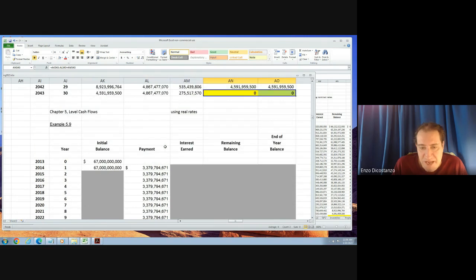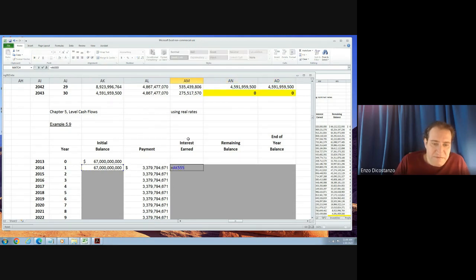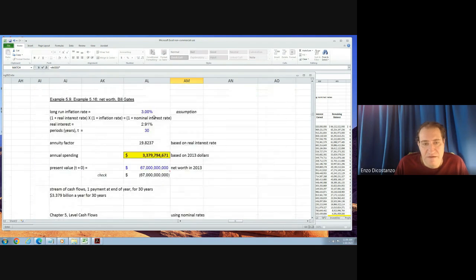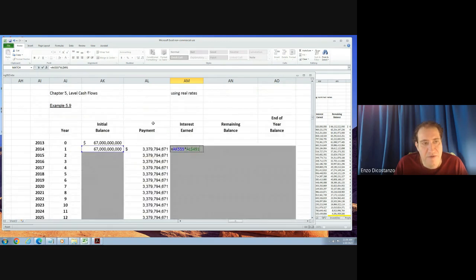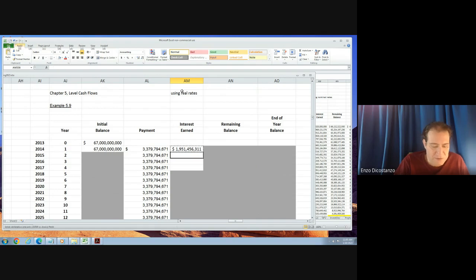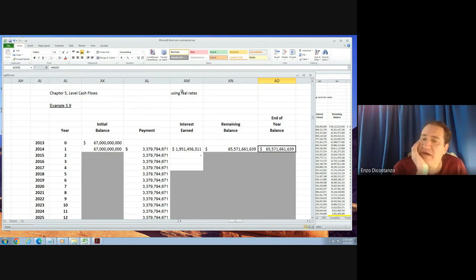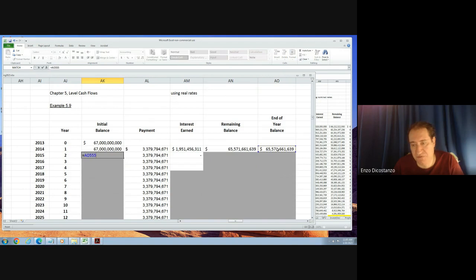So those are your payments, and now the interest is that number times the real rate, which is the 2.9. You lock in that row and that column, so the AK gets a dollar sign, and the 491, the interest row, gets a dollar sign. Copy, Alt HV formula, and bring the formula down. The remaining balance is what you started with minus your payment plus your interest. That's 65 billion. So a payment came out, you earned some interest, and this just refers to your year end.